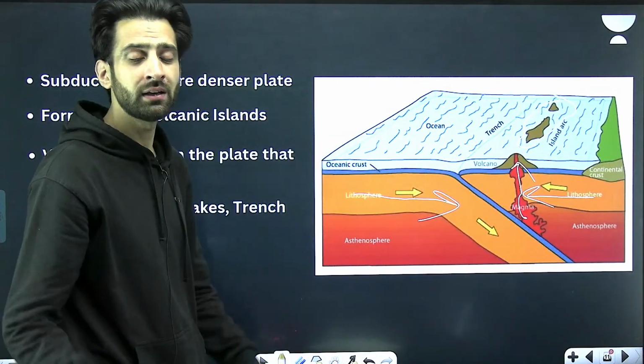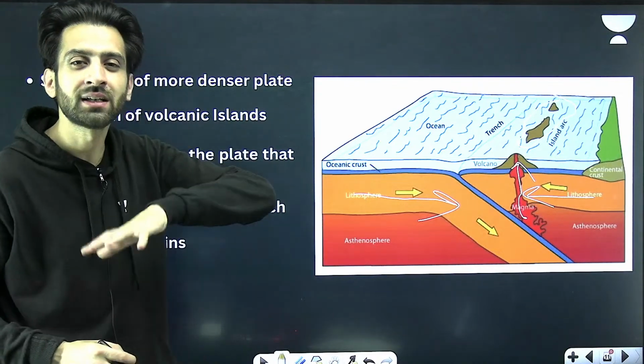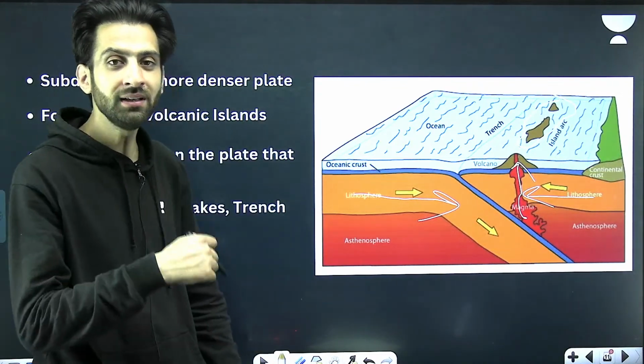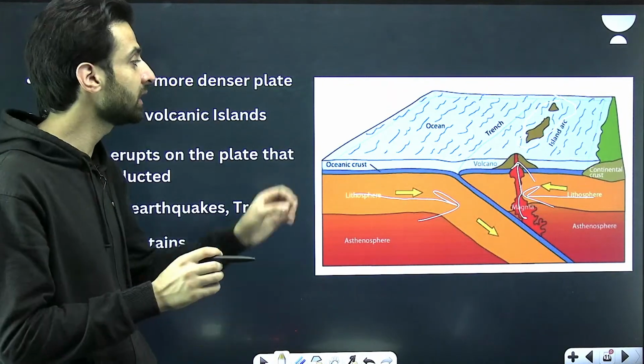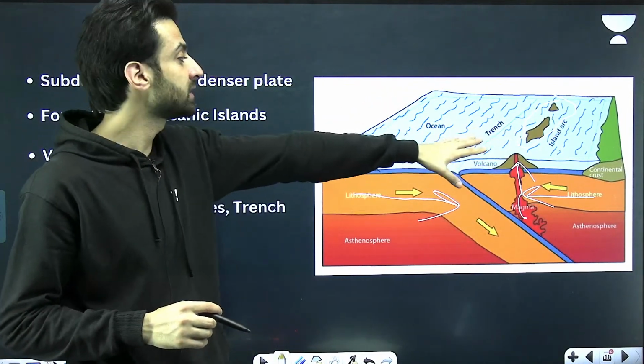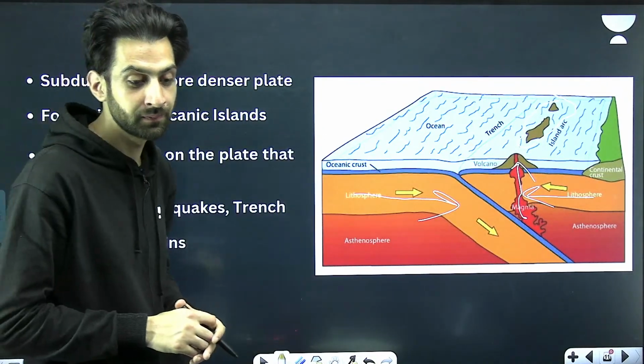As in Japan and other places, you will find that these are the island arcs that are formed there. And it's not something else. It is because of the volcanic eruption. But remember, there are no fold mountains. It's very evident from the diagram that there are no fold mountains.